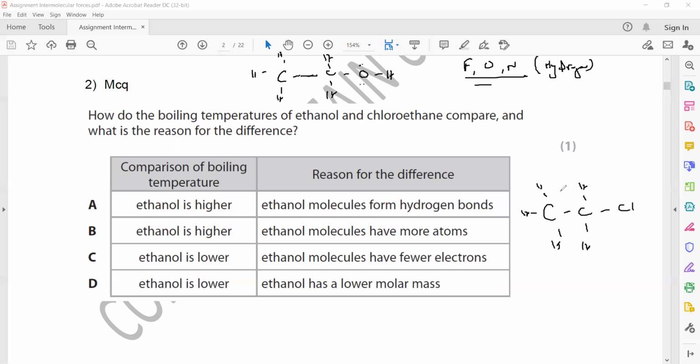this is chloroethane. This will have dipole-dipole force. Why? Because chlorine is more electronegative than carbon, so there will be partial positive and negative charges. As you can see, hydrogen bonds are there, so that is stronger as compared to dipole forces. So the higher boiling temperature will be for ethanol, because ethanol molecules form hydrogen bonds, which are stronger than dipole forces.